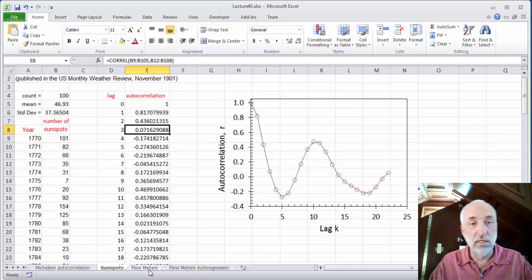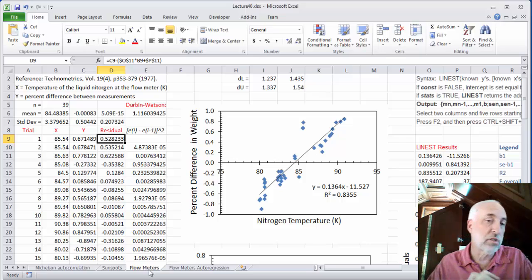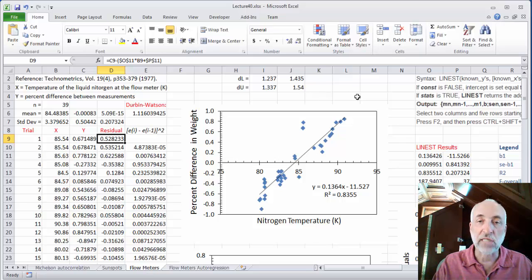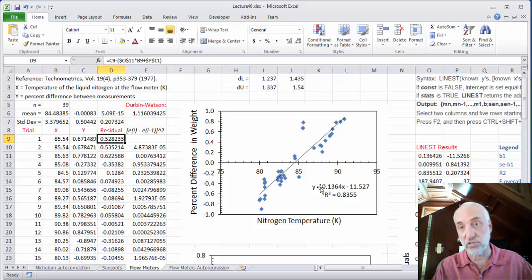Let's apply some of these concepts to a linear regression. Here are some linear regressions we've seen in the past. I've got the calibration data for a liquid flow meter, but it's a special one because it's flowing liquid nitrogen and measuring the flow. It's being calibrated, and we see that this calibration curve is a function of temperature. So at different temperatures, you get different readings, different errors in the reading of our flow meter. And that's what we're trying to do in this experiment.